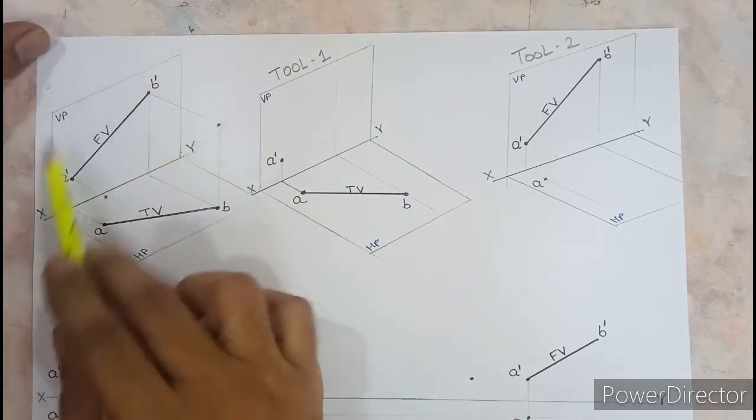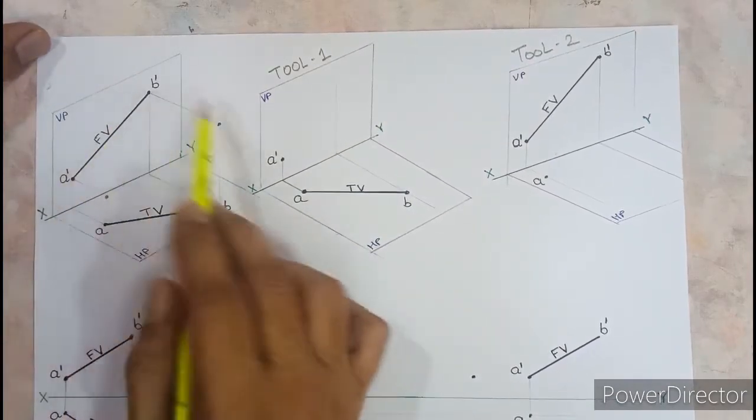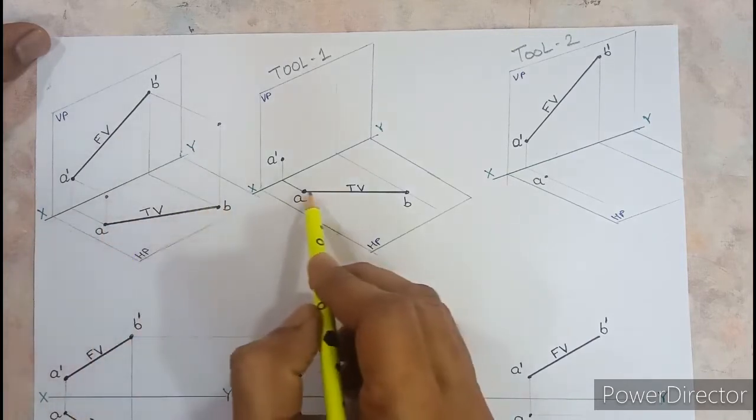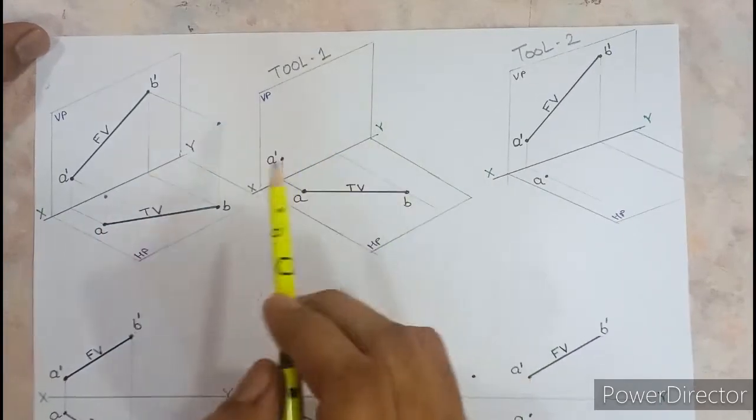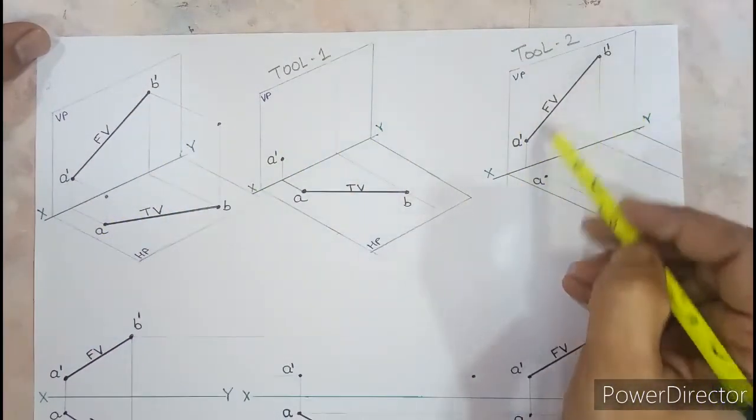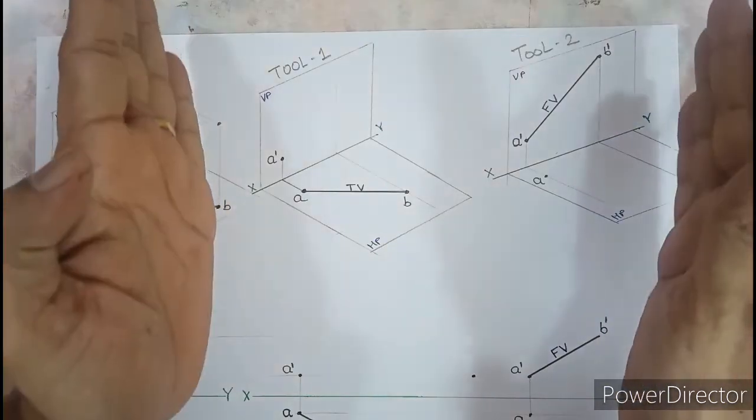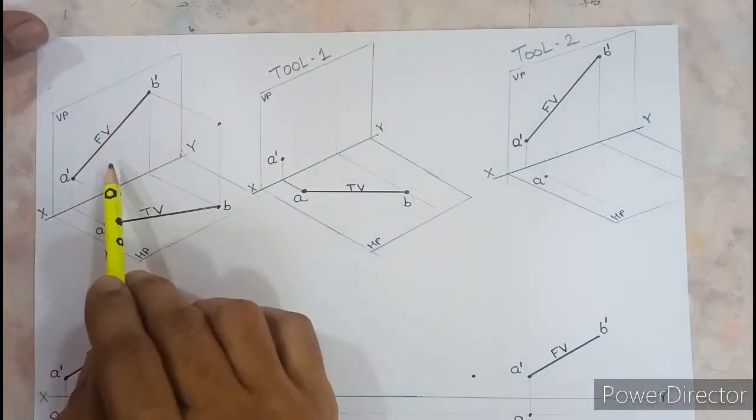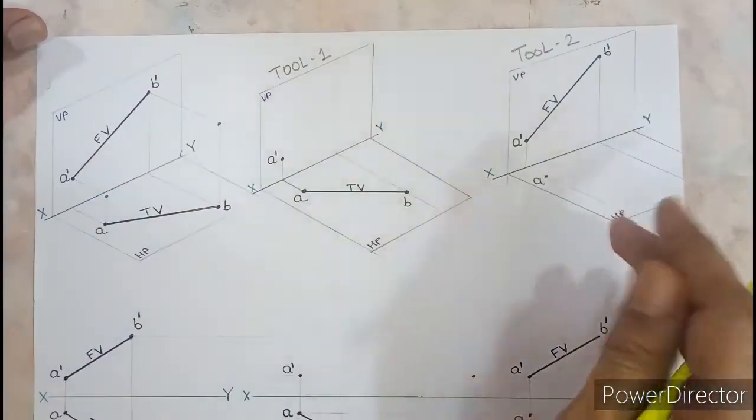What I am doing here is, this diagram I have split into two halves. How? Look at this AB. This AB I have drawn over here in tool 1, and this A dash B dash I have shifted to tool number 2. Later on we are going to merge both these tools so as to give you this diagram. I hope it is clear.